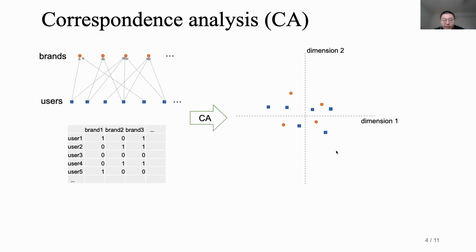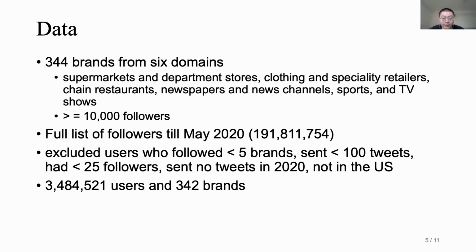For example, in our case, because we are assuming the primary reason a user follows a brand is their socioeconomic status, the coordinates in dimension 1, which explain the most variance of the original matrix, can be used as our indicator of socioeconomic status. Bear that in mind, we identified brands from 6 domains and had a set of filters to select active users in the US, which resulted in nearly 3.5 million users and 342 brands.